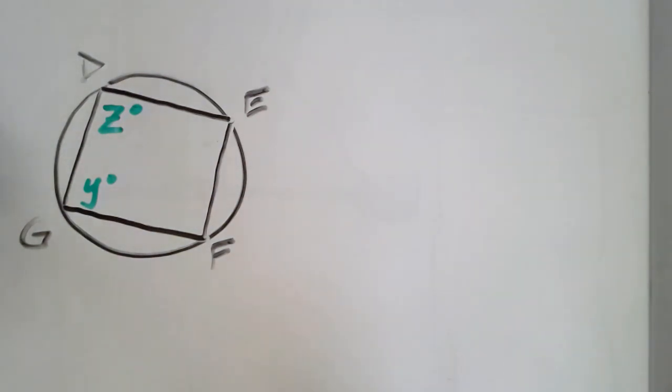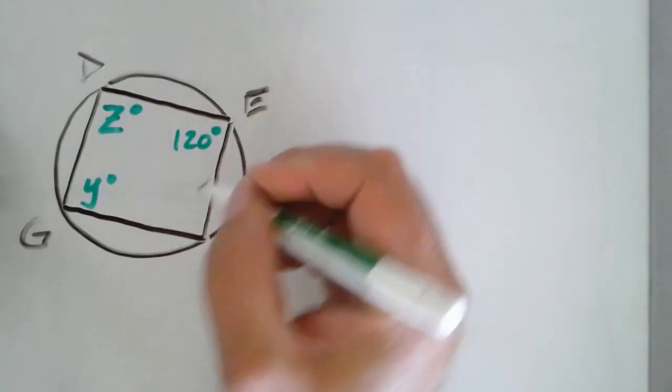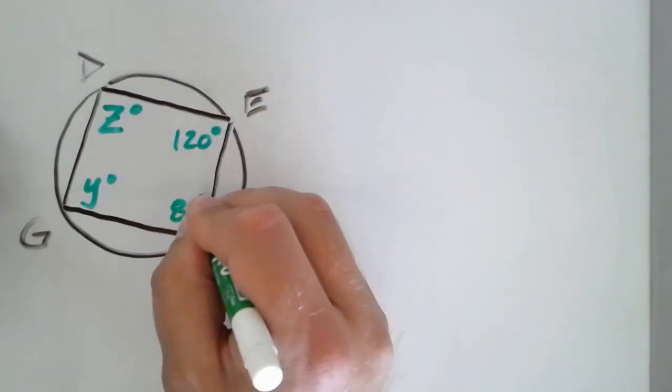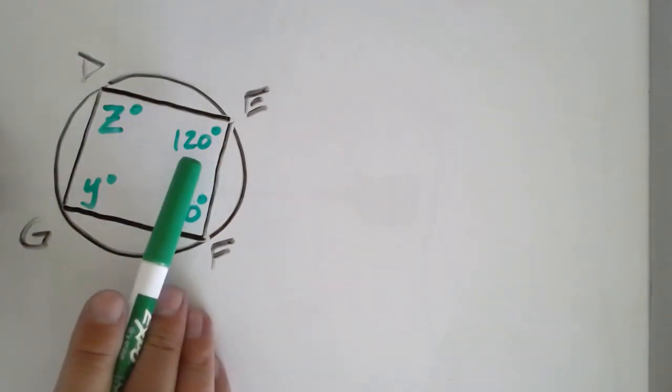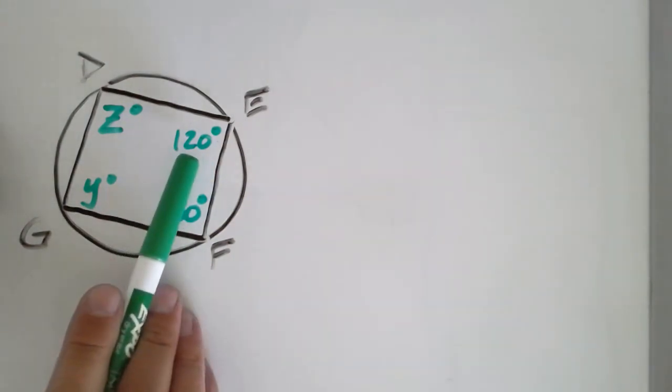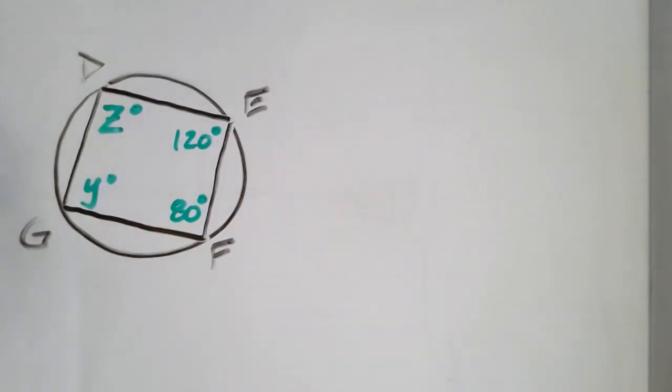And then the other two angles, they actually tell us explicitly what they measure. They tell us that angle E is 120 and that angle F is 80. For the record, they could have given us entire algebraic phrases here. Like they could have said 2y minus 17. They could have said 8z plus 45. Okay, they could have done any number of things here. They told us explicit numbers. It makes the math a little bit simpler.